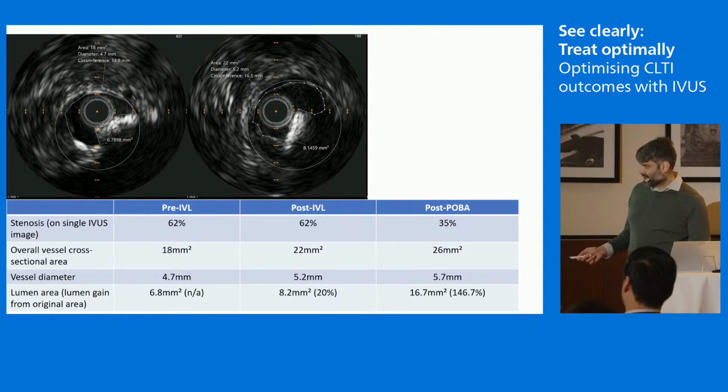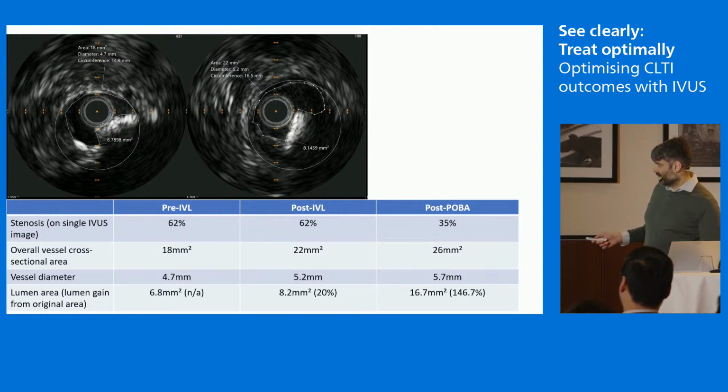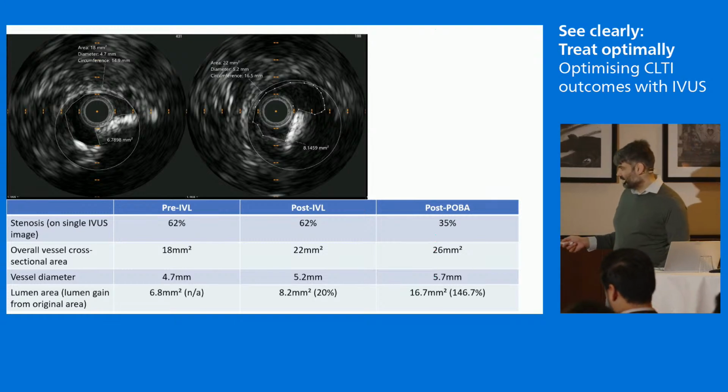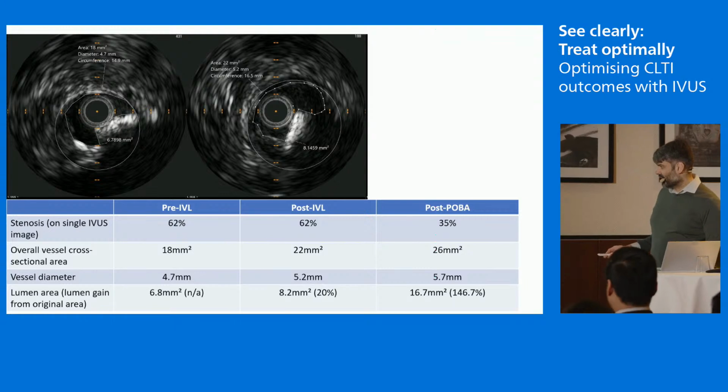And then you get some gain in lumen area after just the IVL, but then you see, once you do a plain balloon angioplasty again after modifying the calcium, because this is vessel preparation, then the stenosis reduces to 35%. The overall vessel cross-section area has increased even further as we've stretched out with more pressure. The vessel diameter has gone up to 5.7.